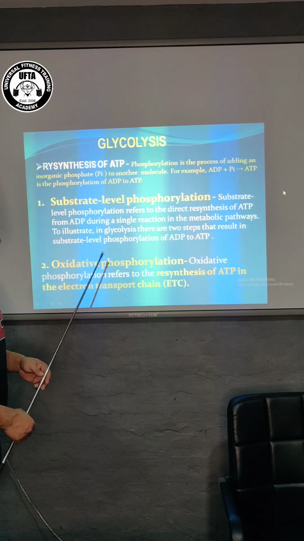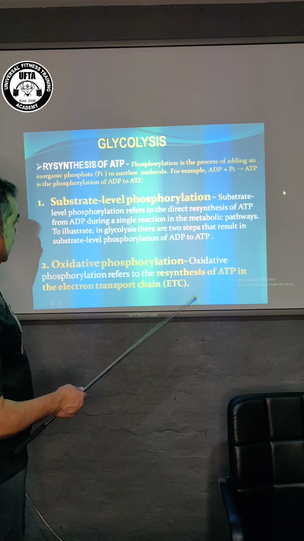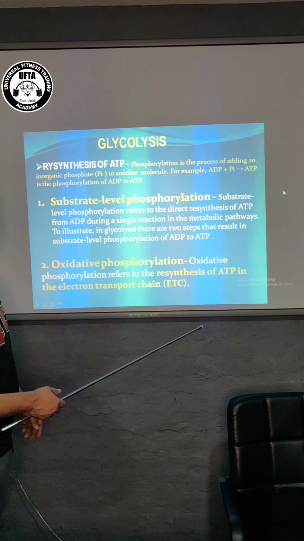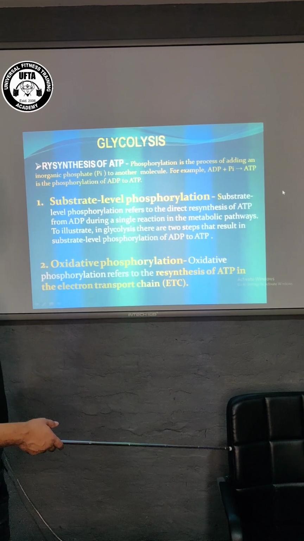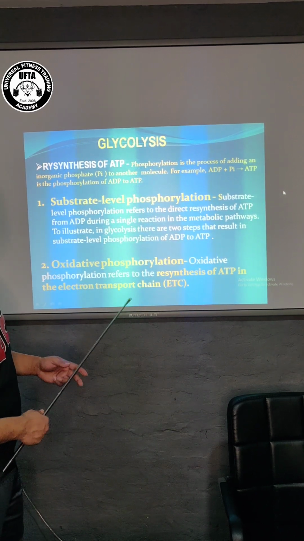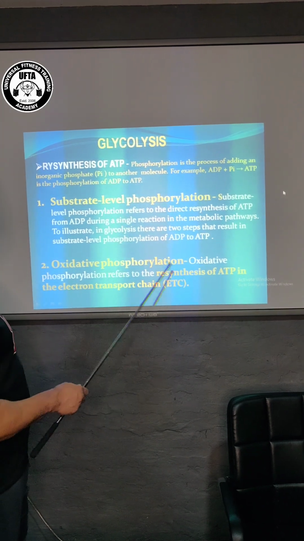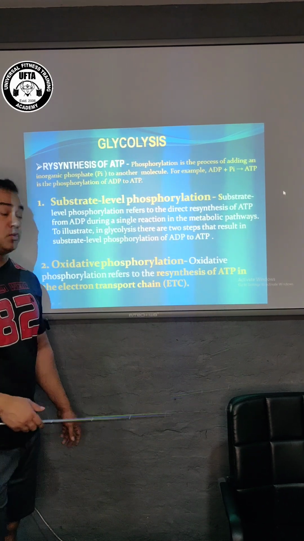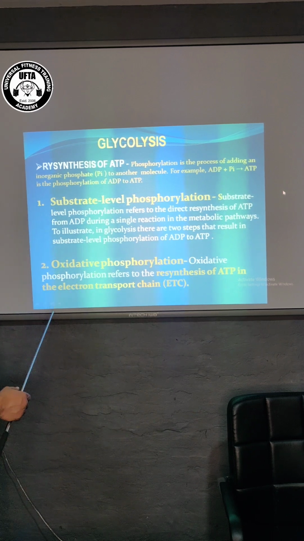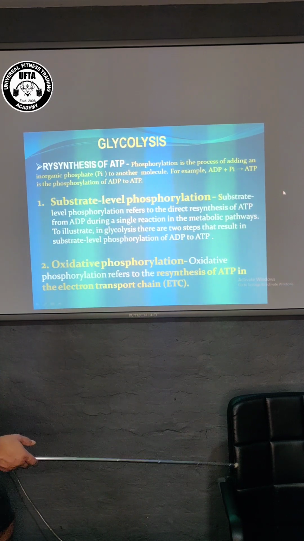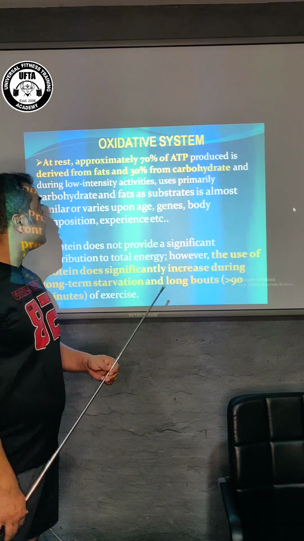So in glycolysis, substrate level phosphorylation refers to the direct resynthesis of ATP from ADP during a single reaction. To illustrate, in glycolysis there are two steps that result in substrate level phosphorylation of ADP to ATP. And oxidative phosphorylation means the resynthesis of ATP in the final system, the oxidative system.